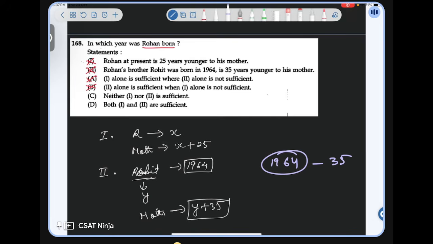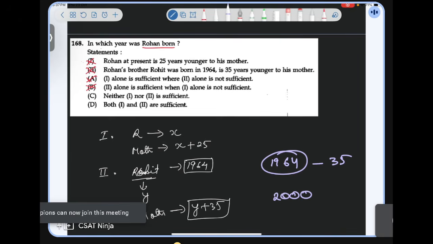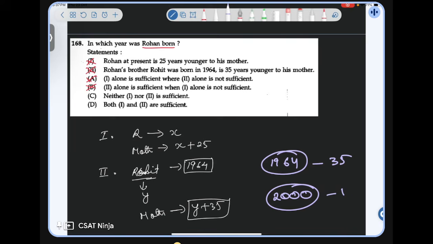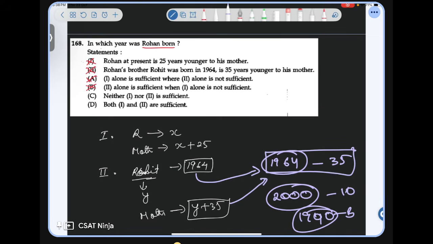Let us take an example here. If you are born in 2000, and let's say you are 10 years younger than your brother, so your brother's born year will be how much? Minus 10. If you minus 10, you'll get 1990, which will be your brother's born year. Likewise, since Rohit was born in 1964 and the mother is 35 years older, the mother would have been born 35 years earlier, right? So if we subtract this, I'll get the born year of the mother. Let's get the accurate number.